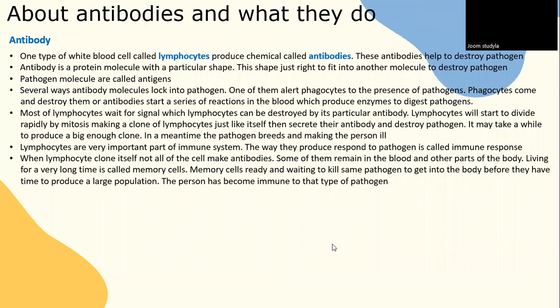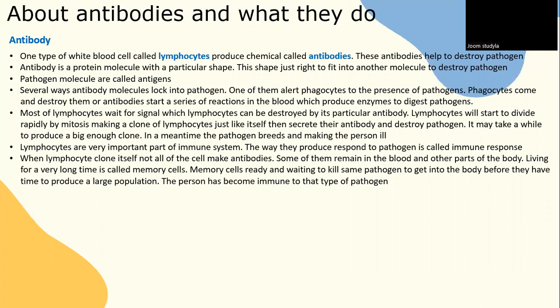About antibodies and what they do. First of all, let's understand how antibodies work. One type of blood cell called a lymphocyte produces chemicals called antibodies. These antibodies help to destroy pathogens. An antibody is a protein molecule with a particular shape. This shape is just right to fit into another molecule to destroy the pathogen.